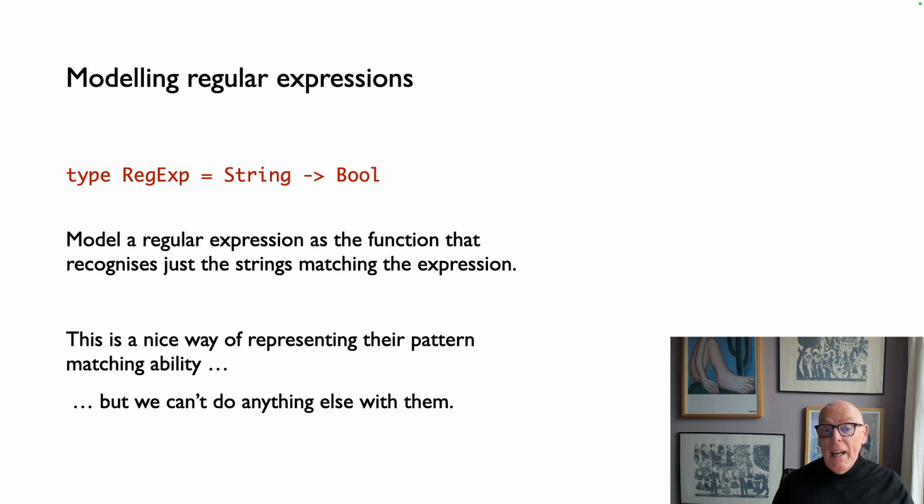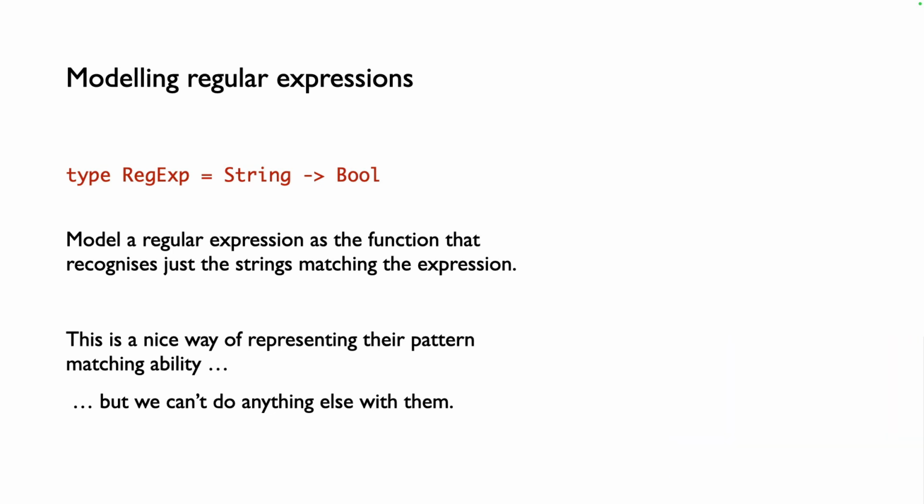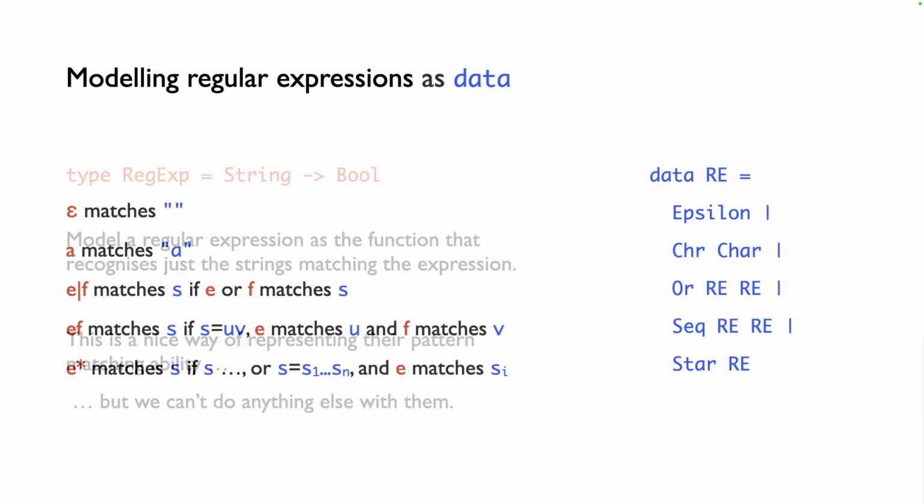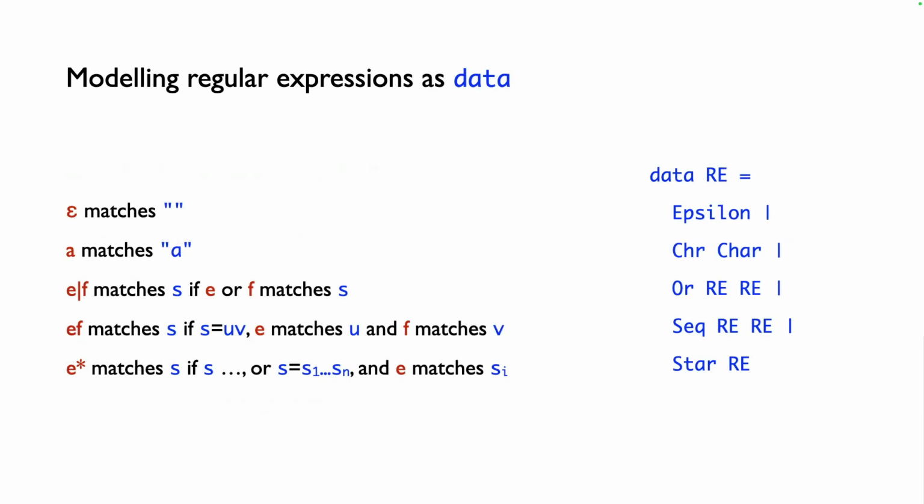We don't have any notion of what, given a regular expression, it's just a function from strings to booleans. We don't have any idea of what it's like as an expression in itself. There is an alternative, however. What we can do, instead of modeling regular expressions as functions, we can model them as a data type.